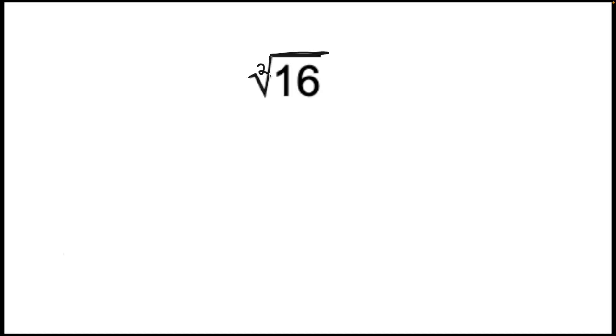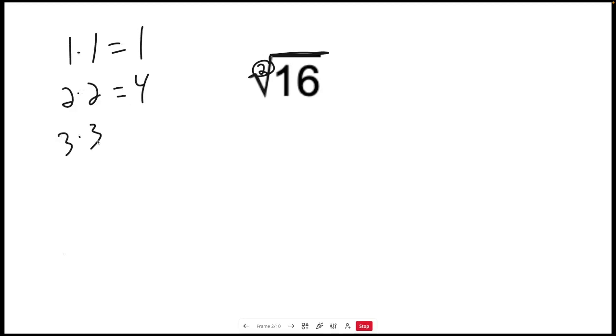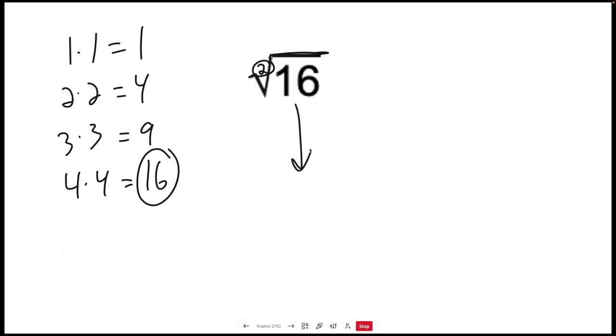And what this asks me is what number times itself 2 times gives me 16? You could start listing out numbers, right? For example, 1 times 1 equals 1, 2 times 2 equals 4, 3 times 3 equals 9, 4 times 4 equals 16, and oh, look, 16, that's what we were looking for. And so the answer to this is 4. And this is just the final answer. You lose the radical symbol, and your answer is 4.